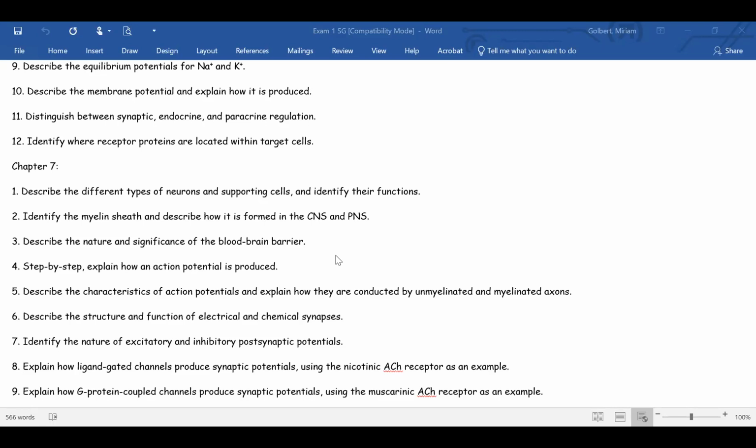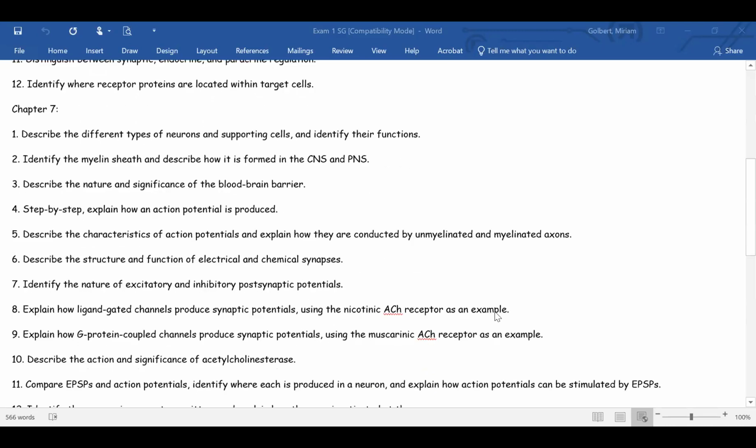Characteristic: how are action potentials conducted in unmyelinated or myelinated axons? Remember, continuous conduction or saltatory conduction. Next, the structure and function of electrical and chemical synapses. So electrical synapses, we don't have that many.